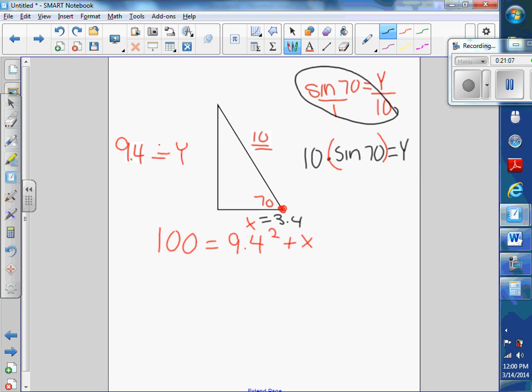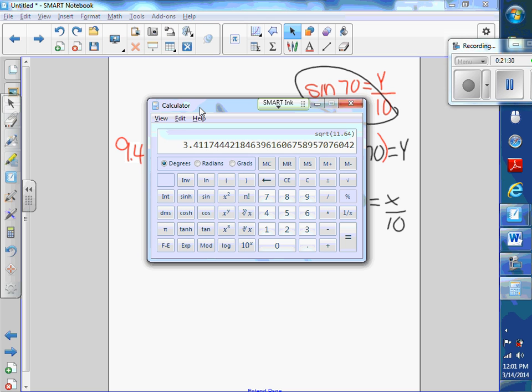Can I finish this though? So now I could say in reference to 70 degrees, x is adjacent. So I should be able to say that cosine of 70 is equal to x over 10. Oh, we know what x is. Let's see if it works. So cosine of 70, and then times 10, right? Yep, it works. It's not the exact same, because of rounding. So 3.4, right?